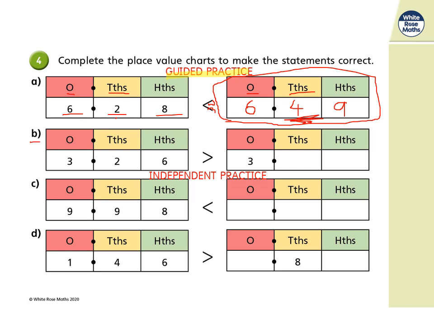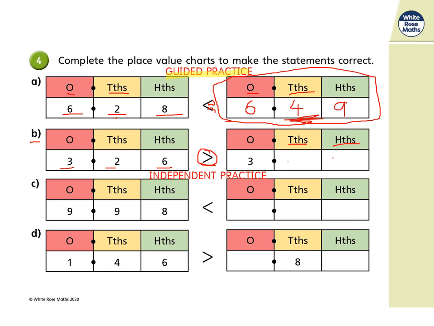I'm looking at my symbol first of all, and it's telling me that 3.26 is going to be the larger number. So I can make this statement correct. I now have to put so many tenths in and so many hundredths in to make 3.26 the largest amount. Remember, the crocodile always wants to eat the largest amount. So I'm not going to fool him by placing the largest amount over in here in this place value chart. So 3.26 is larger than 3 point something something.